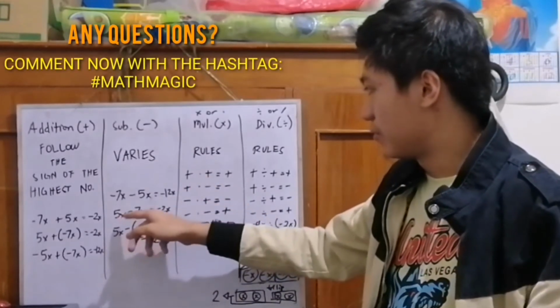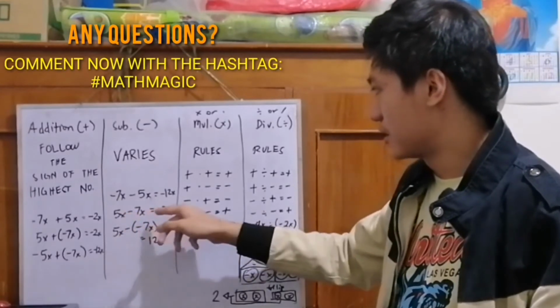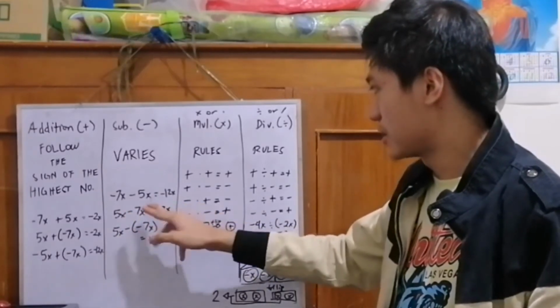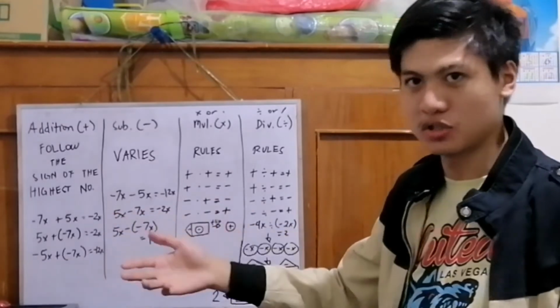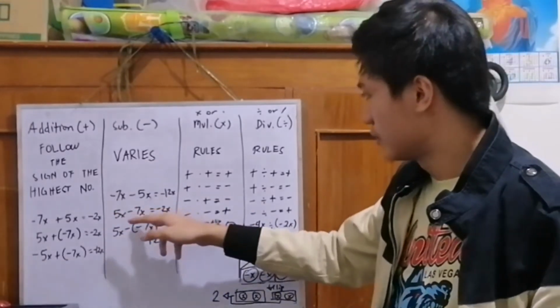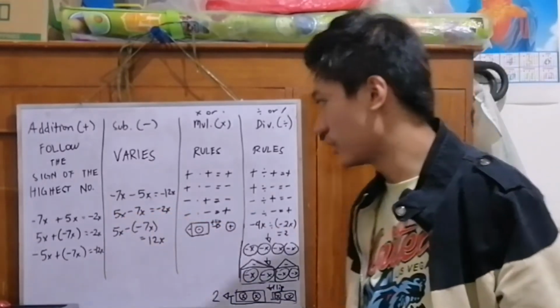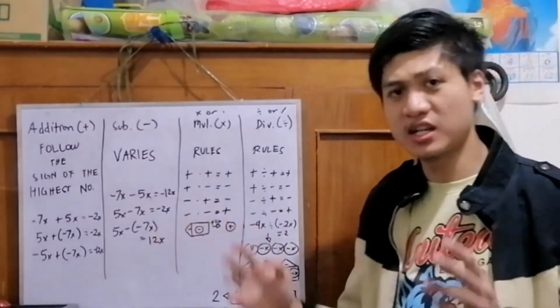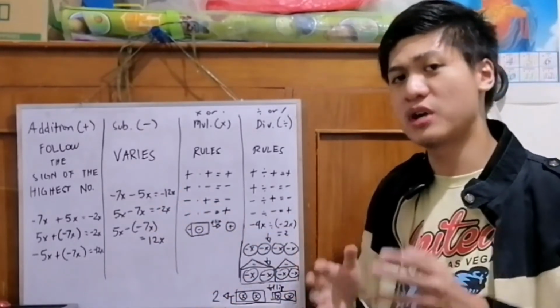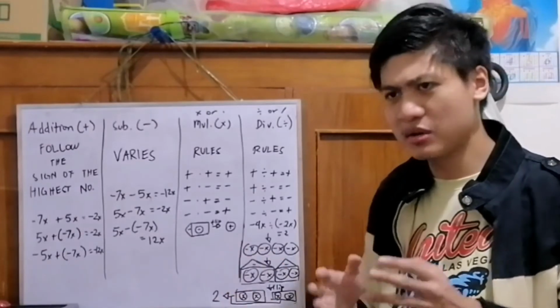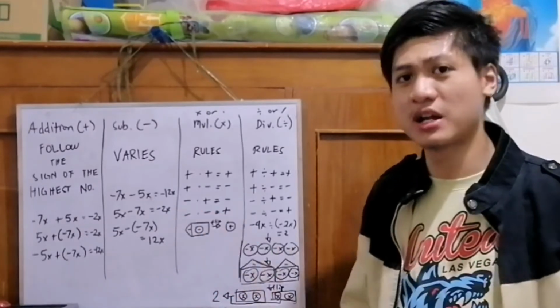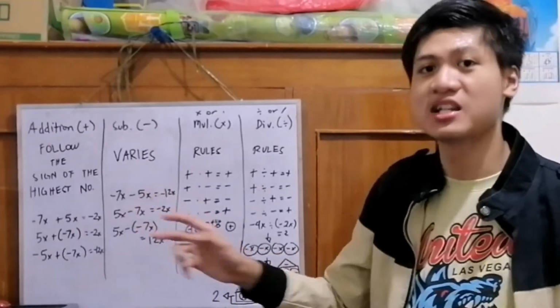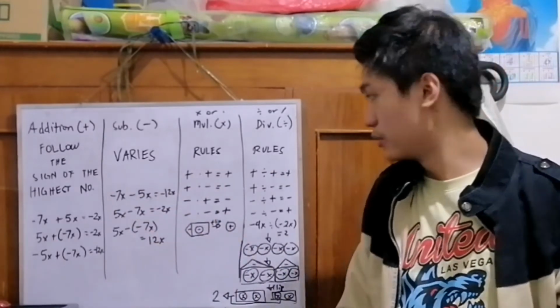For the second problem, we have 5x minus 7x. That will give us an answer of negative 2x. Perhaps I just reverse the problem, going to make an addition. But then for this problem, imagine that 7 is positive, and you're going to subtract 5 from it. So that is 7 minus 5, and that is 2. Then insert the negative sign after, since the highest number here is a negative number.